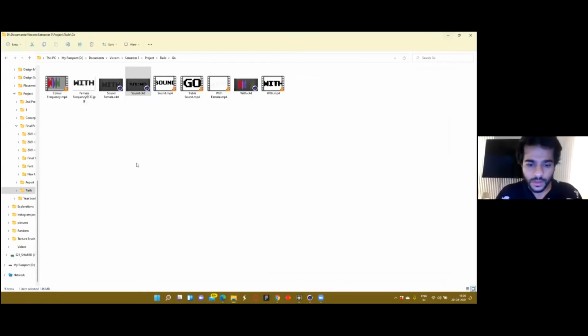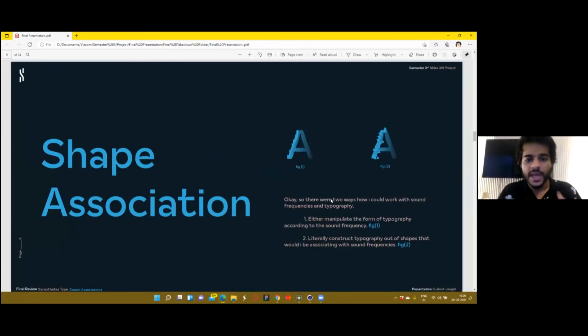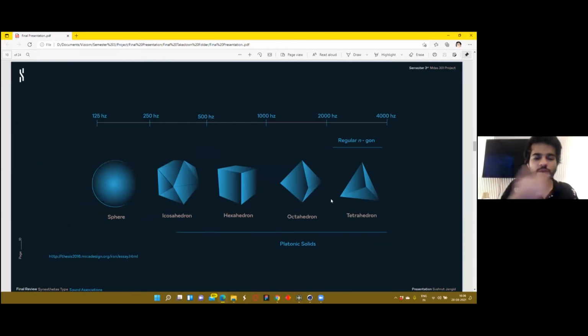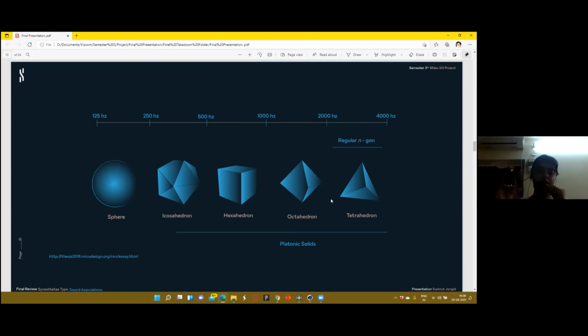So, as I told you guys, I took this property of sound, this property of frequency that I wanted to work with, and I associated some shapes with it. And why these shapes? Because these are platonic shapes, basic shapes that I could use. So that was the assumption, the idea that I took forward.